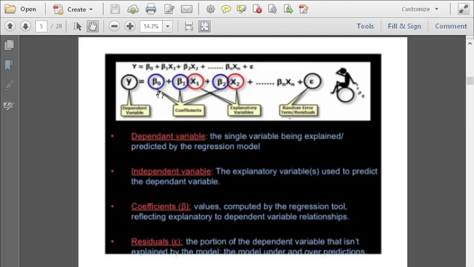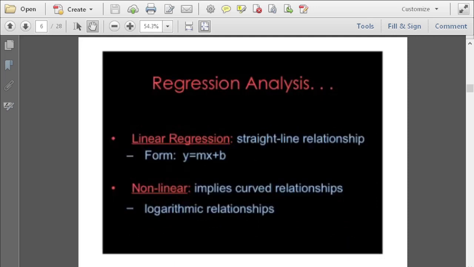And this beta sub 0, beta 1, and beta 2, these are the coefficients, the numbers or values. And this e here is the residuals, or what we call error. The coefficients are the values computed by the regression tool, reflecting the relationship between the explanatory and dependent variables. And the error is the portion of the dependent variable that isn't explained by the model, such as under or over prediction.